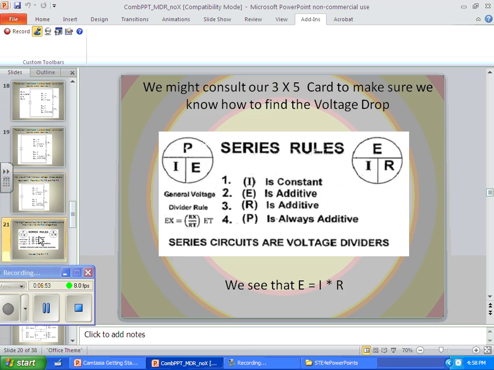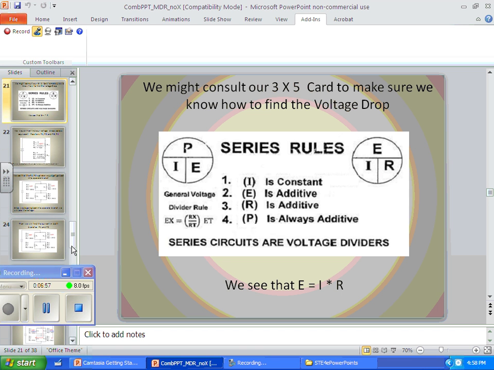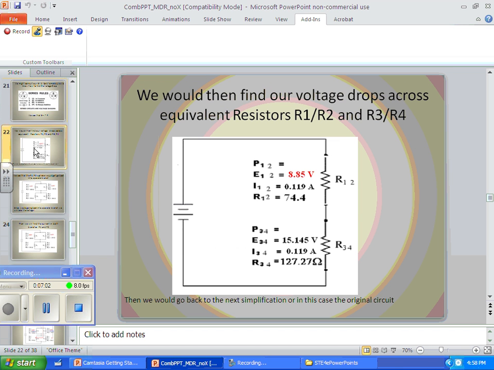Oh, we need to go look at our rules to make sure that we're going to do this correctly. We could look at our 3x5 card and we go, yeah, we're going to multiply up. And so we're going to find 8.85 volts on the top, and we're going to multiply up and get 15.145 volts on the bottom. If we add those together, we have about the right voltage. So we know that our pure functional magic is still working. Is that correct?